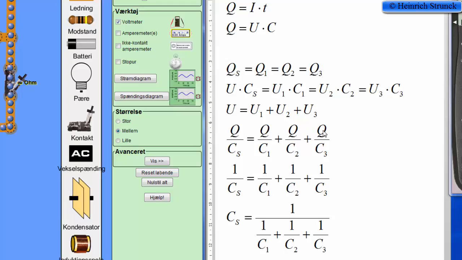Now we can cancel the charge, so we have that 1 divided by Cs, the equivalent, is 1 divided by C1 plus 1 divided by C2 plus 1 divided by C3, and so on if we got more than 3 capacitors. And this formula we can remember from the parallel resistors. That's the same system. So if we want to calculate the equivalent capacitor for all the 3, we have to use the formula.